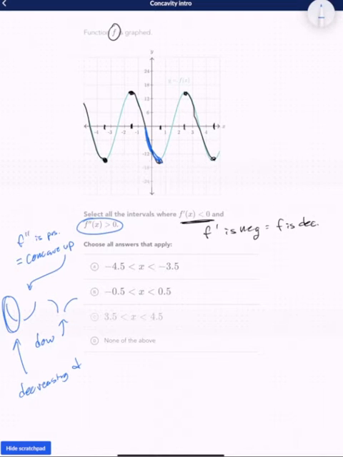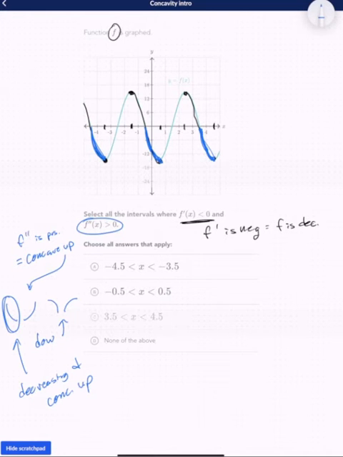Wow, sloppy writing. Decreasing and concave up. So that's this part right here. This part right here, I'm going to try to make it really bold so you can see it. And this part right here. All right. So which of these intervals are those intervals?